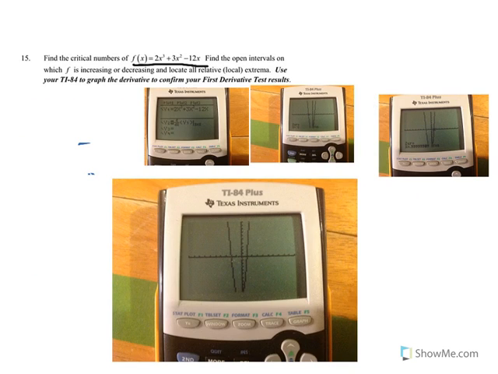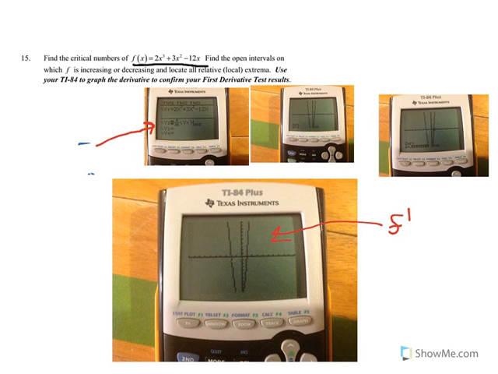Once you have a graph of just f prime set up in your y equals menu, then you can go ahead and choose an appropriate viewing window. So this is just a standard 10 in every direction, so zoom 6. So what you're seeing here is a graph of f prime.